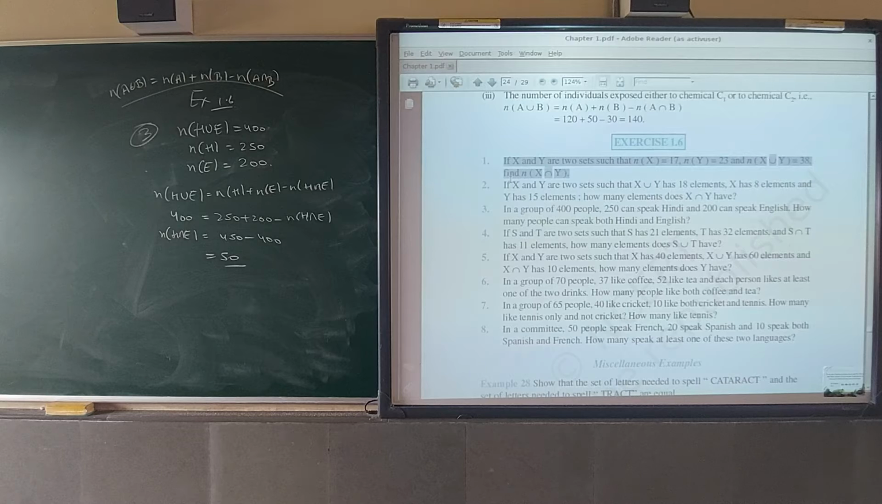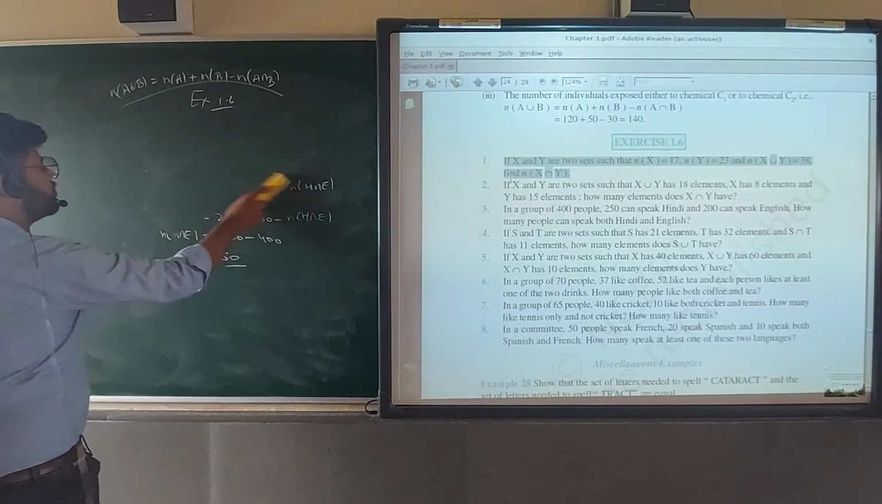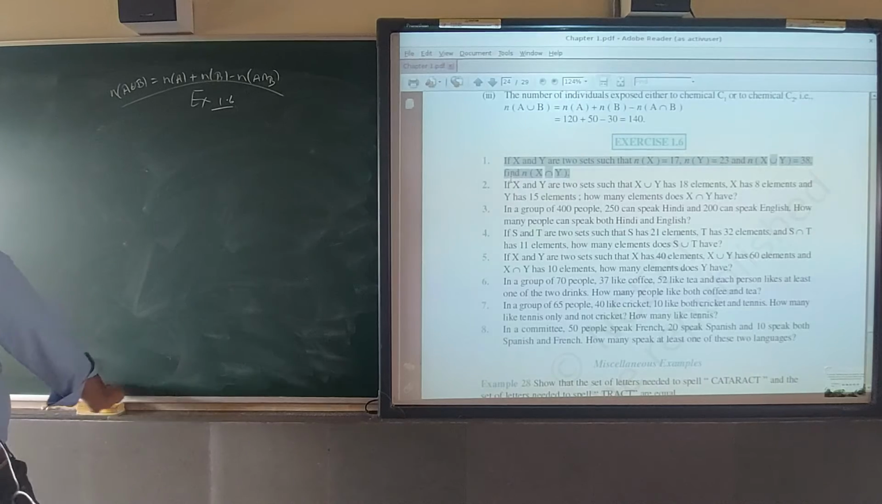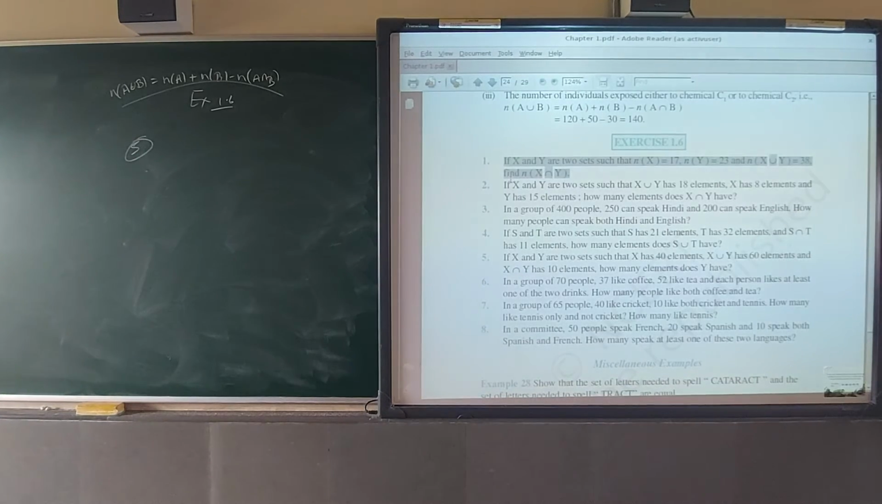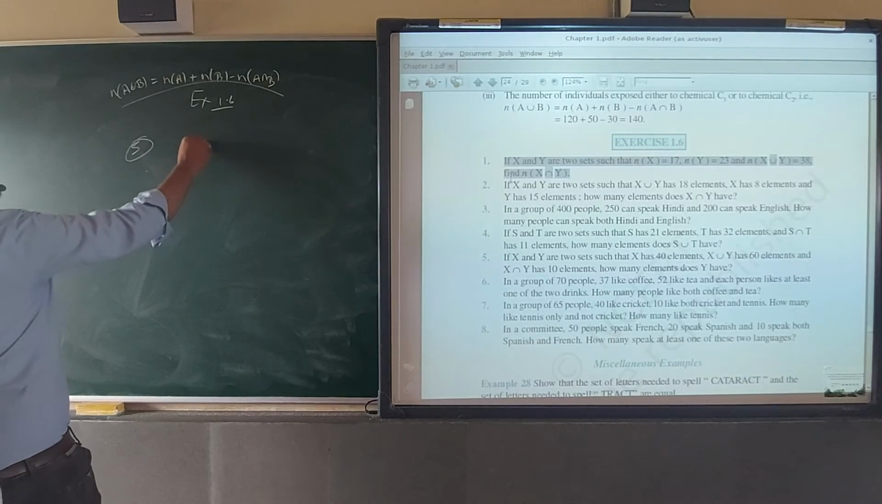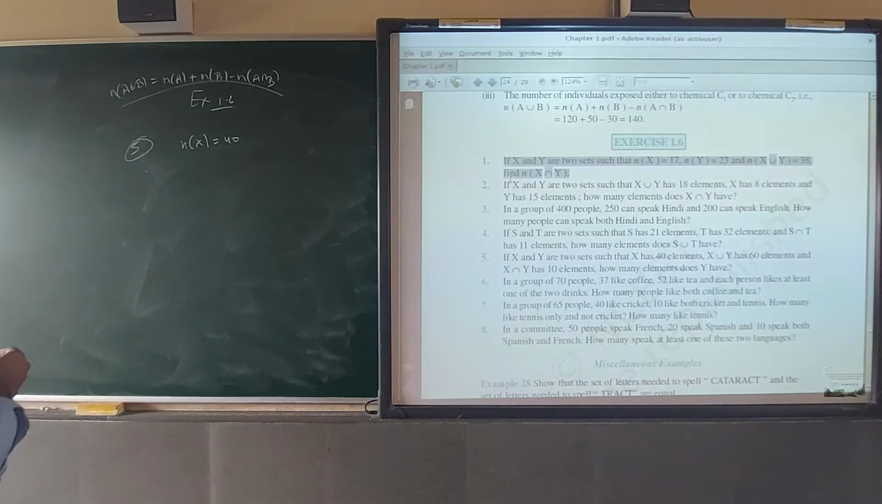Now question number 4. If S and T are two sets such that S has 21 elements and T has 32 elements, the intersection has 11, the union you can find by applying this simple formula. A very easy question is there. Fourth one will be the homework. Fifth one, I will do fifth one. A simple formula is there, all the questions are based on that formula only. Fifth question: X and Y are two sets such that X has 40 elements, meaning n(X) is given as 40, and X union Y is given as 60.